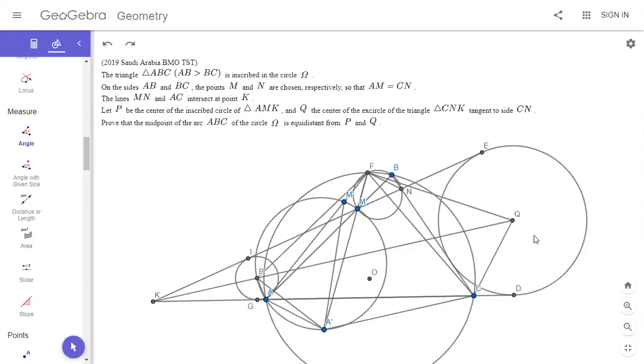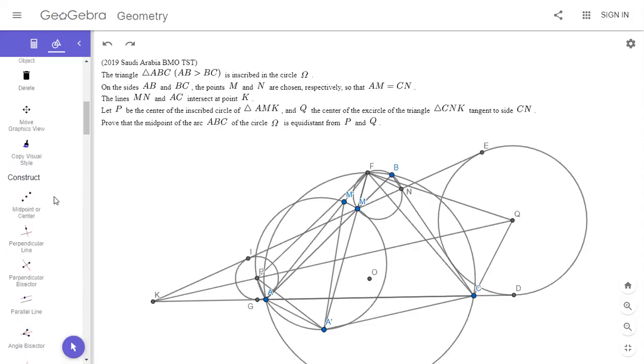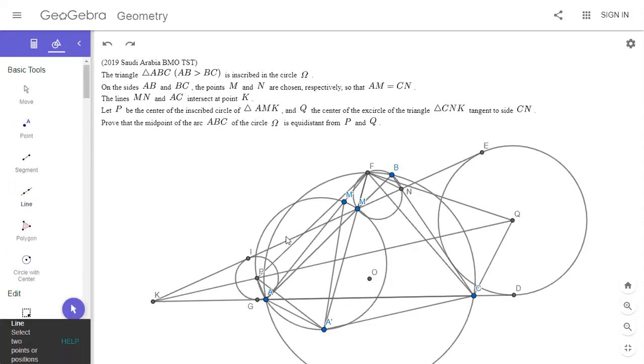I wonder if PQ passes through the center of this other circle, A prime P. It's the center. Hold on just a second.